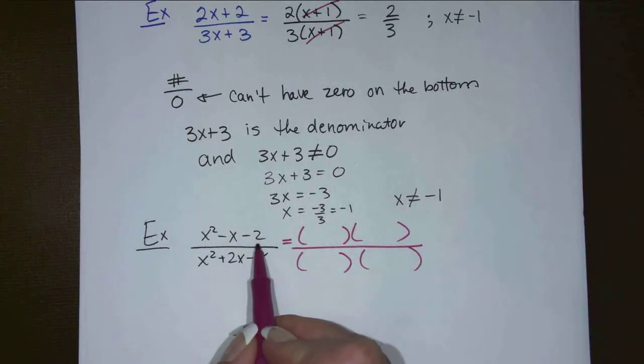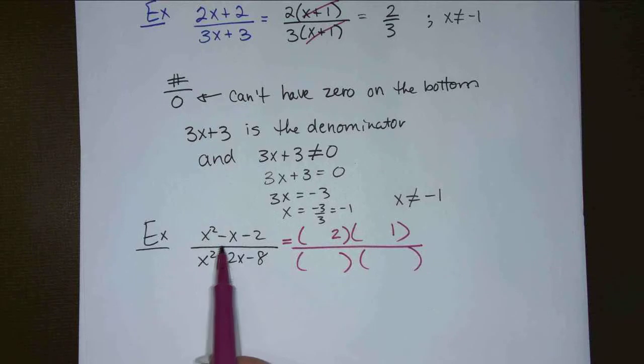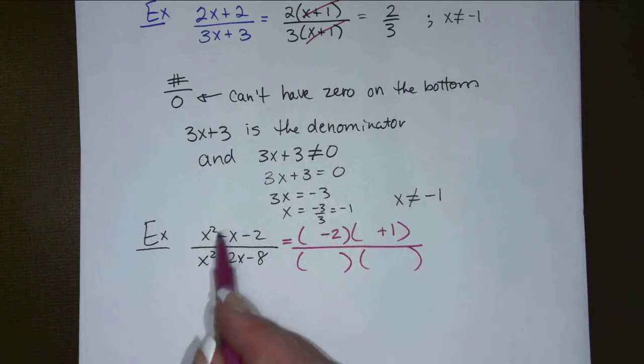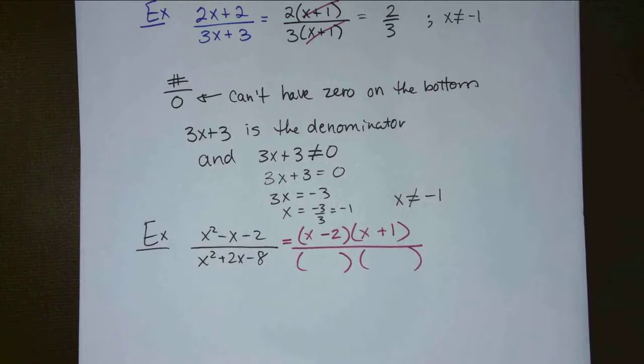Two numbers that multiplied give negative 2. 2 and 1. And I need those two numbers to add to give a negative 1. So which way would the signs go? The 2 has to be negative because the answer is negative, more negative than positive. And there it is. So you could do those numbers off to the side and then write them in if you wanted to.